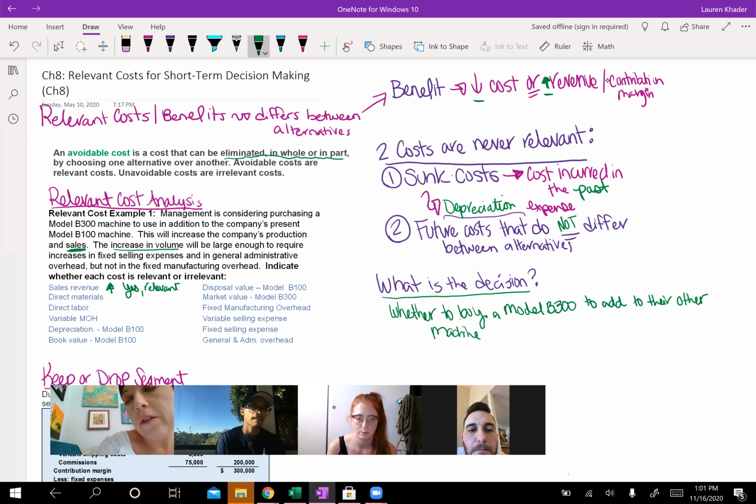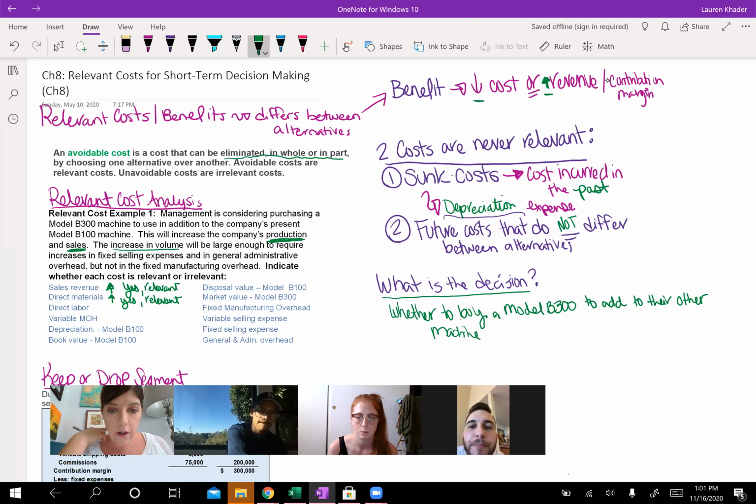Direct materials. Yes. Why? Because with the increase in the volume for the machine, are we going to have more materials for that machine? Correct. So you're going to have an increase in production, increase in volume of sales. So you're going to see an increase in direct material costs, which is a variable cost. So if volume increases, you're going to see an increase in direct material costs.